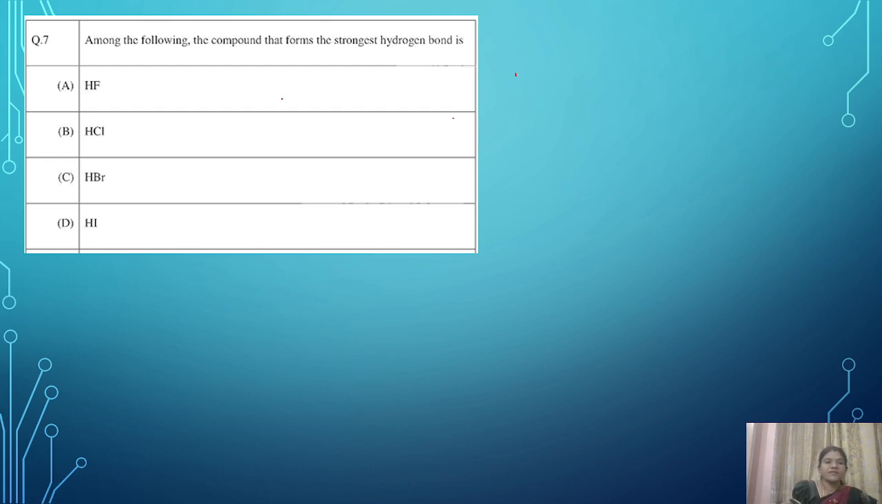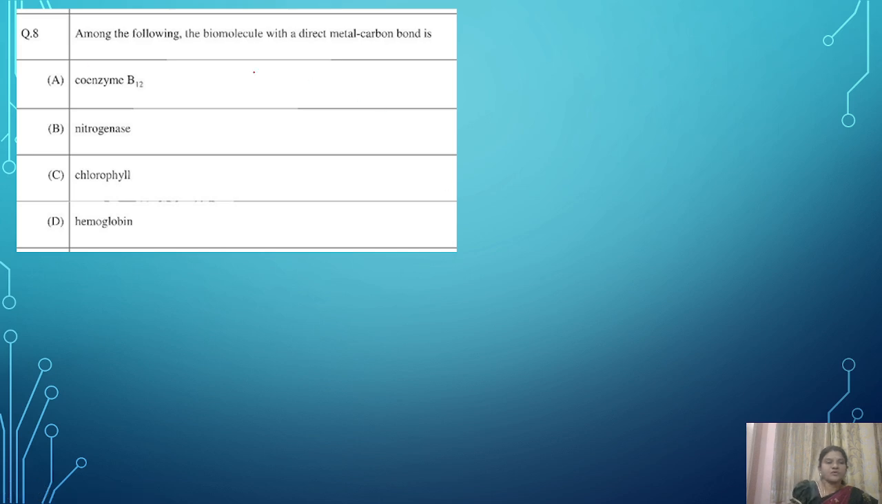And question number 7: among the following, the compound that forms the strongest hydrogen bond is. Okay, the strongest hydrogen bonding depends upon two factors. One is electronegativity. Another one is size. A more electronegative atom will form a stronger hydrogen bond, and a smaller atom will form a stronger hydrogen bond. Here, comparing fluorine, chlorine, bromine, and iodine, the most electronegative atom is fluorine. Its size is also smaller than chlorine, bromine, and iodine. Therefore, the answer is A.